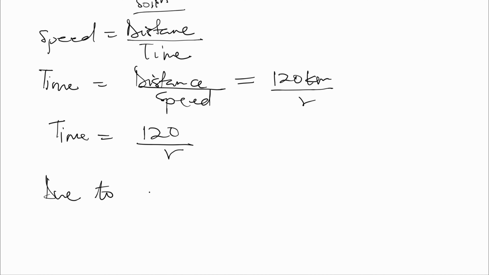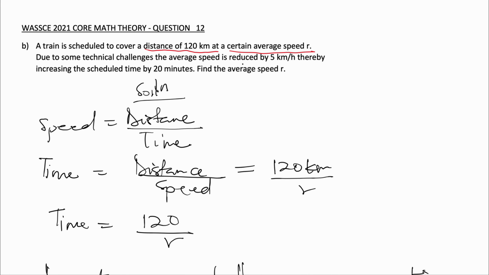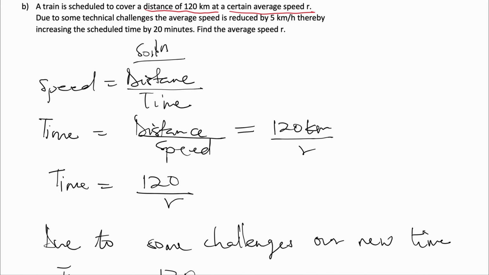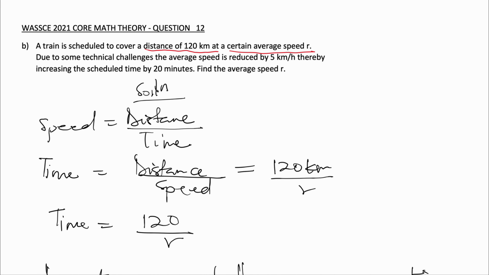due to some challenges, our new time will be equal to 120 over. We are told that the average speed is reduced by 5 kilometers per hour. And so our new speed will be R minus 5. So from here, we are told that the average speed is reduced by 5 kilometers per hour, thereby increasing the scheduled time by 20 minutes.